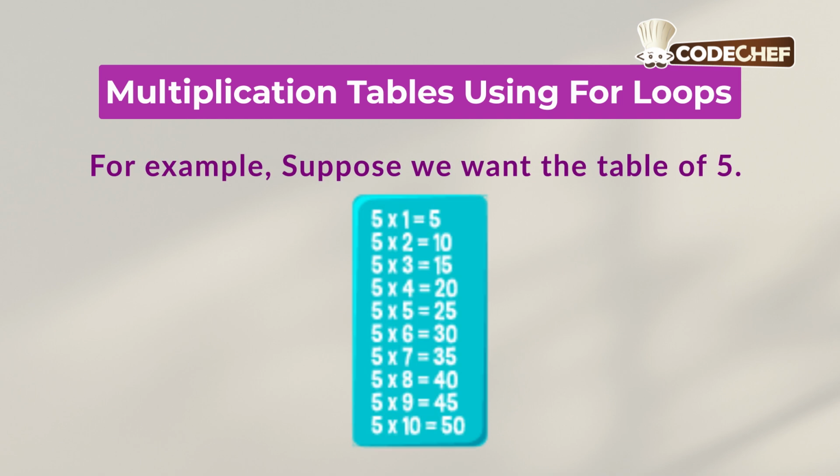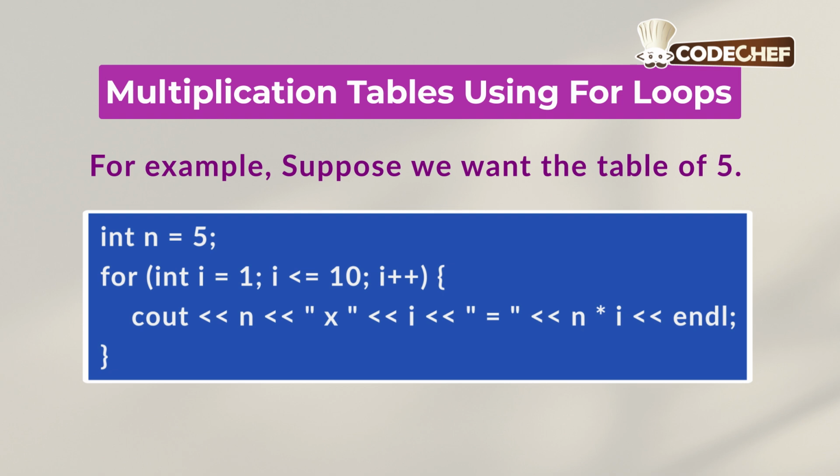Then we will follow the code: int n is equal to 5, semicolon. Then for, in bracket, int i is equal to 1. Then i less than equal to 10. That means we want to multiply 5 how many times? 1 to 10, so total 10 times. Then semicolon, i plus plus. Then the curly brace begins for the for loop.